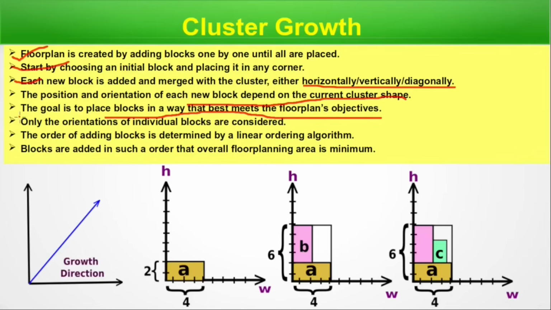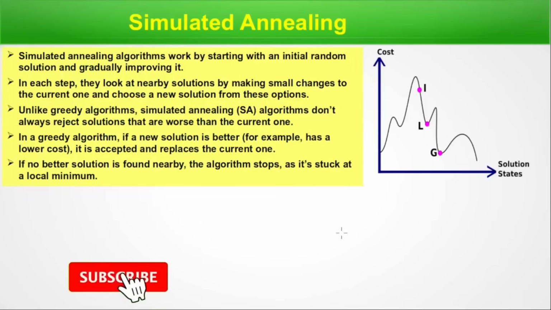Only the orientation of individual blocks is considered. The order of adding blocks is determined by linear ordering algorithm. Blocks are added in such an order that overall floor plan area is minimum. Obviously, that should be the goal. So first block A, then B is placed like that, and in this area C, there is another block that could be arranged this way. This is cluster growth. We are done with this slide. We will move to the next slide, that is simulated annealing.